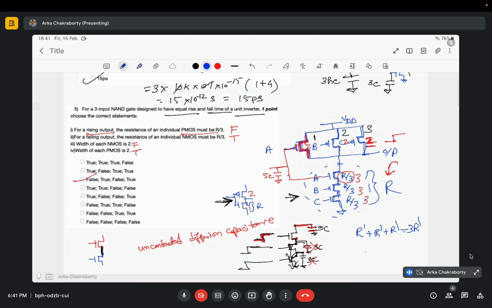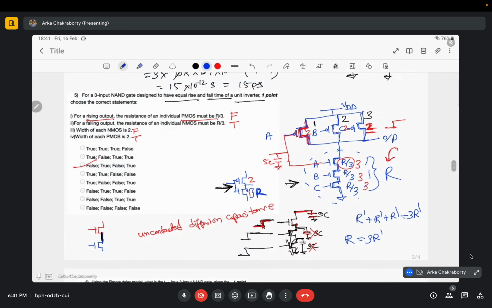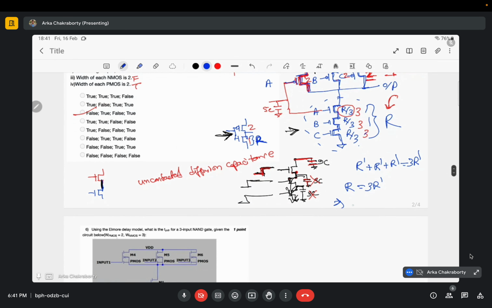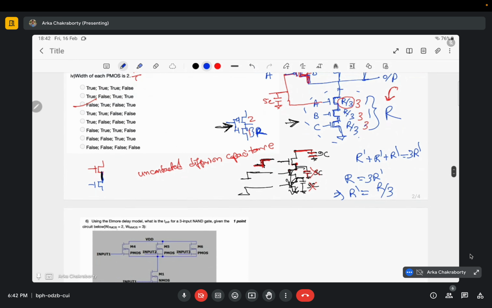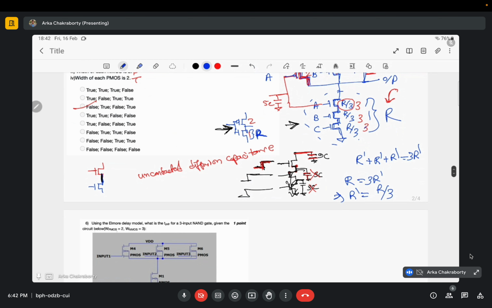And for the unit inverter it was R. Let us consider for the unit inverter, for this circuit, it was R, this R. So this R should be equal to 3 R dash, right? Implies my R dash should be equal to R by 3, simply. This is what I have written here, R by 3.